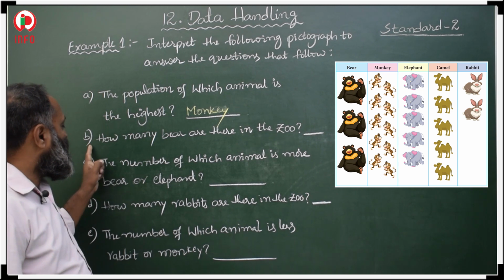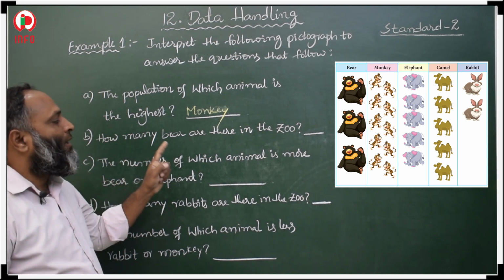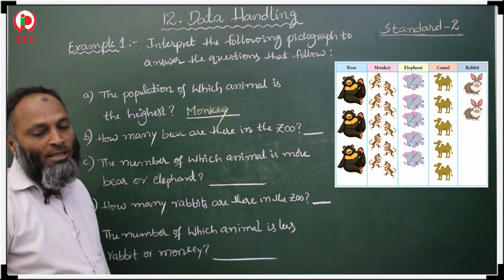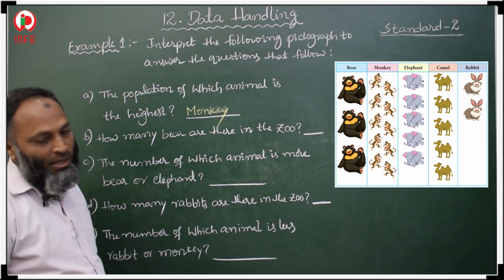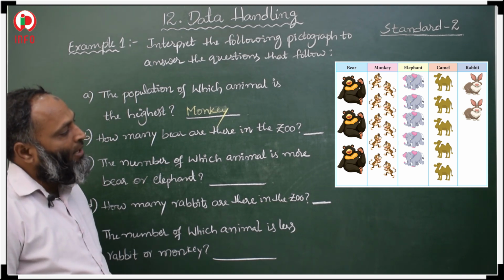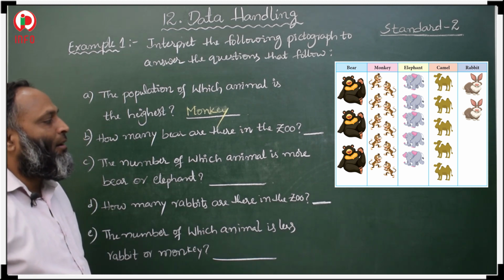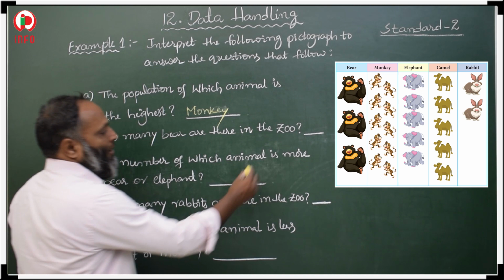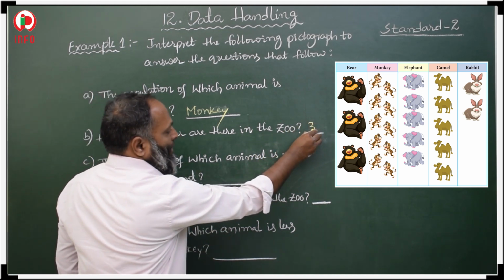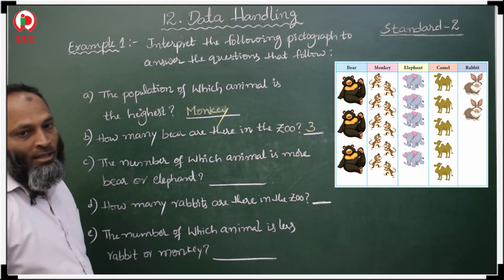Then the second question, how many bears are there in the zoo? It is very easy, count and say 1, 2, 3. In the first column it is given, how many bears are there? 1, 2, 3. So 3 is our answer, okay.